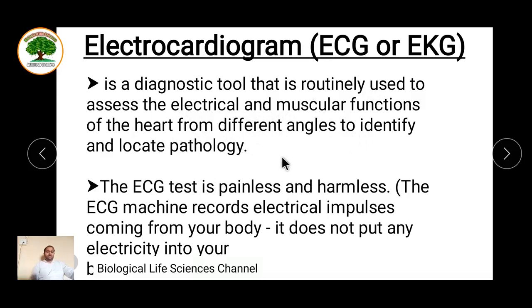different electrodes are attached to the whole body, and then the electrical signals are checked for different parts of the body from the heart, and from the heart to different parts of the body. This is a technique where you can determine the proper functioning of the heart. The ECG test is a painless and harmless test, and there is a specific machine, the ECG machine, that records all the electrical impulses throughout your body. It does not put electricity in your body, but it calculates the electricity that is present in your body.